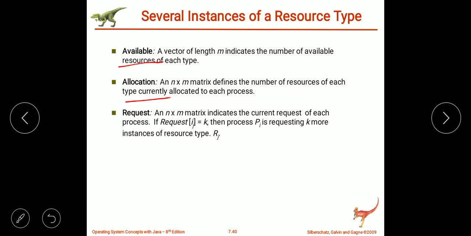So if request of i, j is equal to k, then it means that process Pi is requesting k more instances of resource type Rj. So in need, the process Pi needed k more instances, but here it is directly requesting. Pi is requesting k more instances of resource type Rj. Request of i, j. These 3 are the data structures which we will be using.